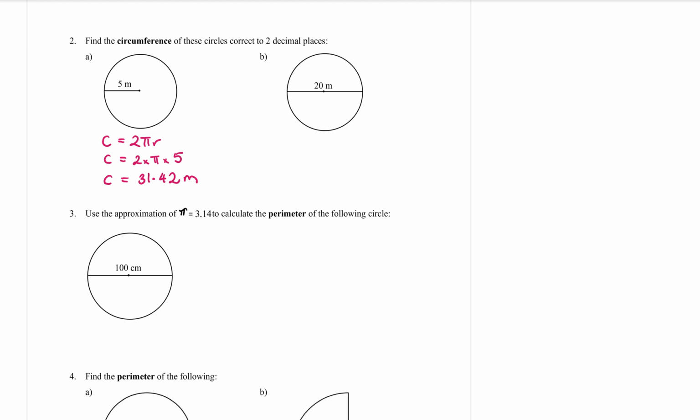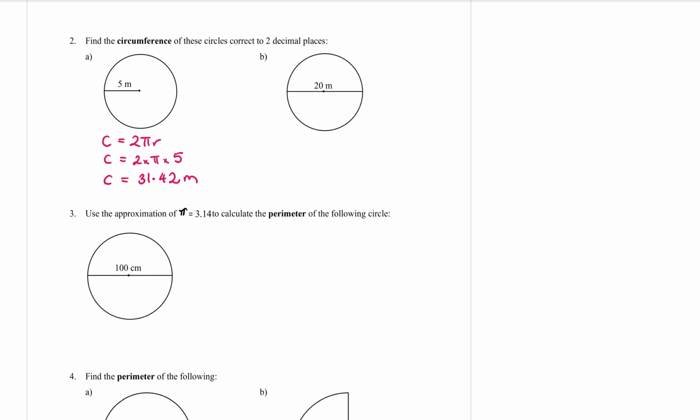Okay, so they're the 3 steps that I'd like you to show. First of all, write down the correct formula. Second, write down the substitution into the formula. And third step, write down the answer correctly rounded and with the units. Okay, let's do part B.